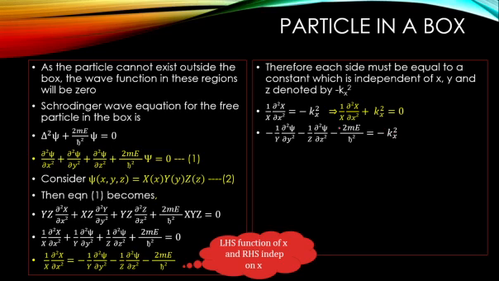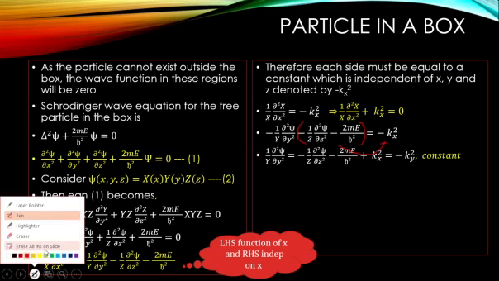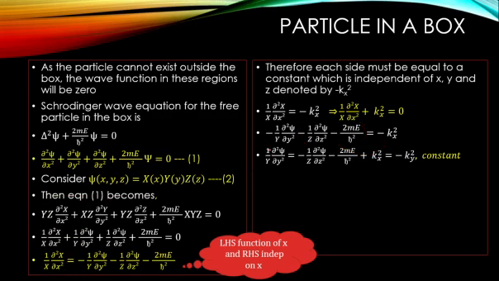Similarly, we will consider only the y term alone on the LHS, and the remaining things will be taken to the RHS. So again you get an expression with a y function alone on the LHS and a function independent of y on the RHS. Considering the same argument, you can equate to a constant. Since it is a constant for the y function, we denote it as minus ky². Okay, and so again this can be equated to the constant.